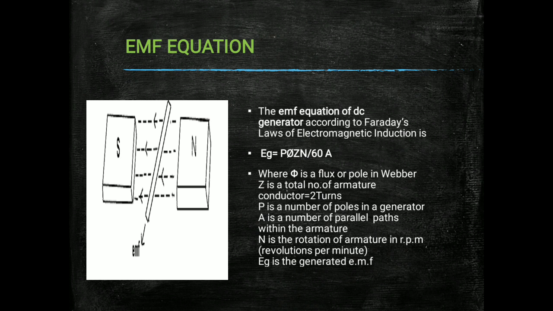But we know that voltage means Weber per second, the rate of change of flux, that means the flux cut in 1 second. So the EMF or voltage equals Weber per second. So if the revolution is in RPM, we have to convert it to RPS. For that reason, Eg equals PφZN by 60A. So N by 60 means the rotation is in RPS, or revolutions per second.